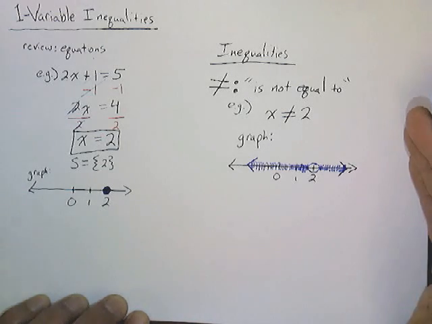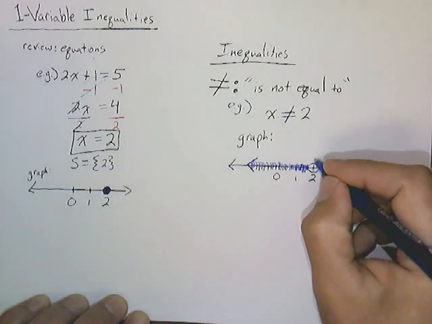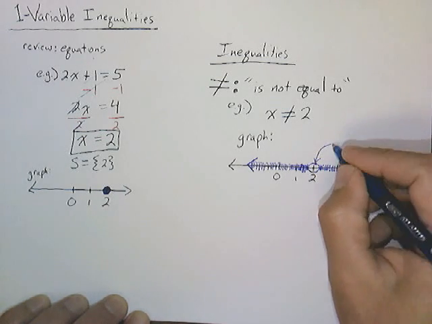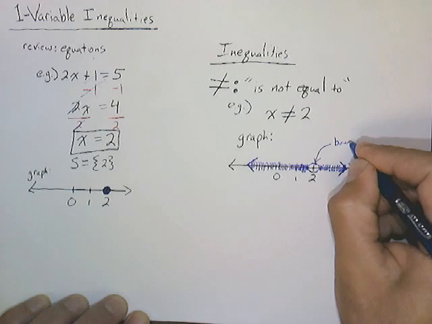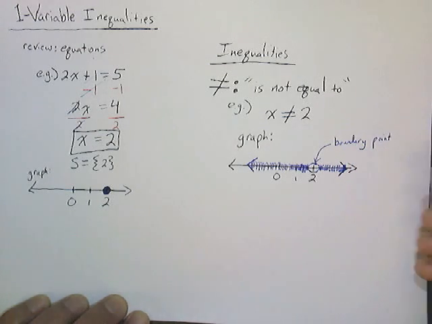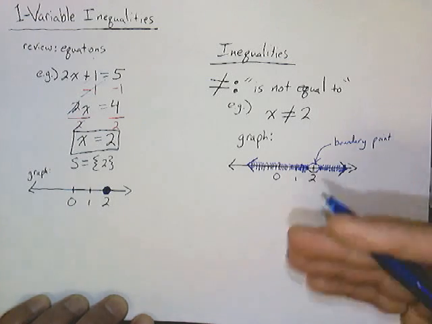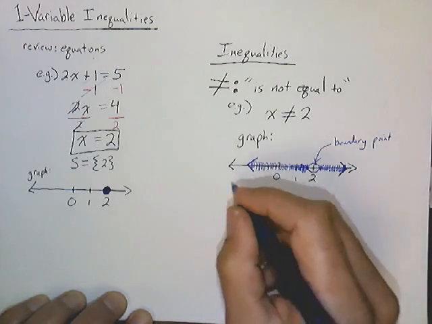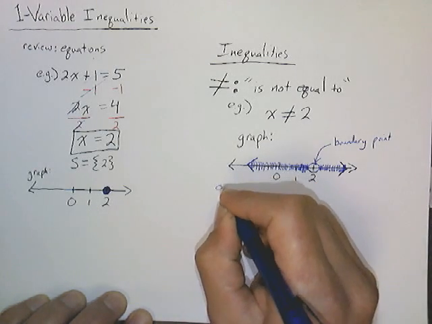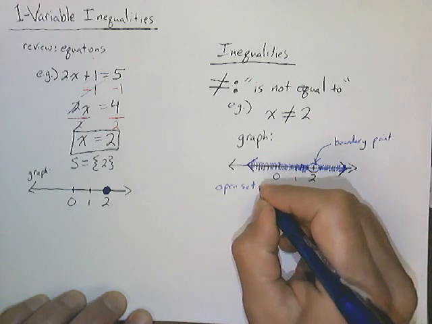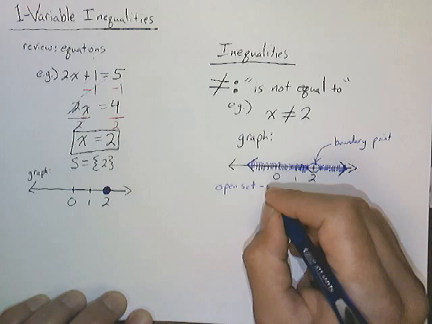Now, for these types of things, this point right here, the point 2 that we don't want, that's what we call a boundary point. Not really an important bit of vocabulary right now, but the boundary of a set is really important, and eventually we're going to need to know about this. And so there are two different kinds of sets. This is what's called an open set, and the open set does not include the boundary.